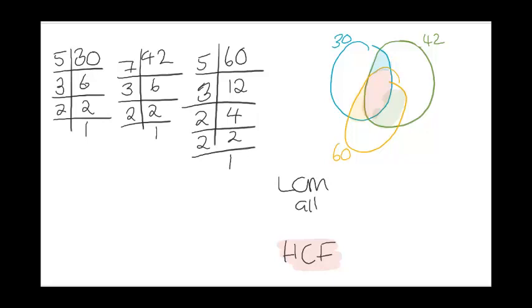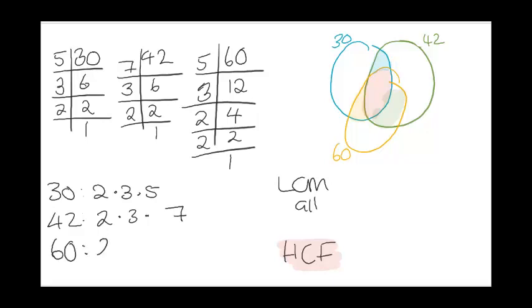I've got prime factors. 30 is going to be 2 times 3 times 5. I'm doing it in the order of lowest to highest. Next up, I've got 42, and 42's factors are 2 times 3 times 7. So I'm leaving a space here by the 5. Next up, I'm going to do 60. And 60 is 2 times 2 times 3 times 5. And those are the factors.